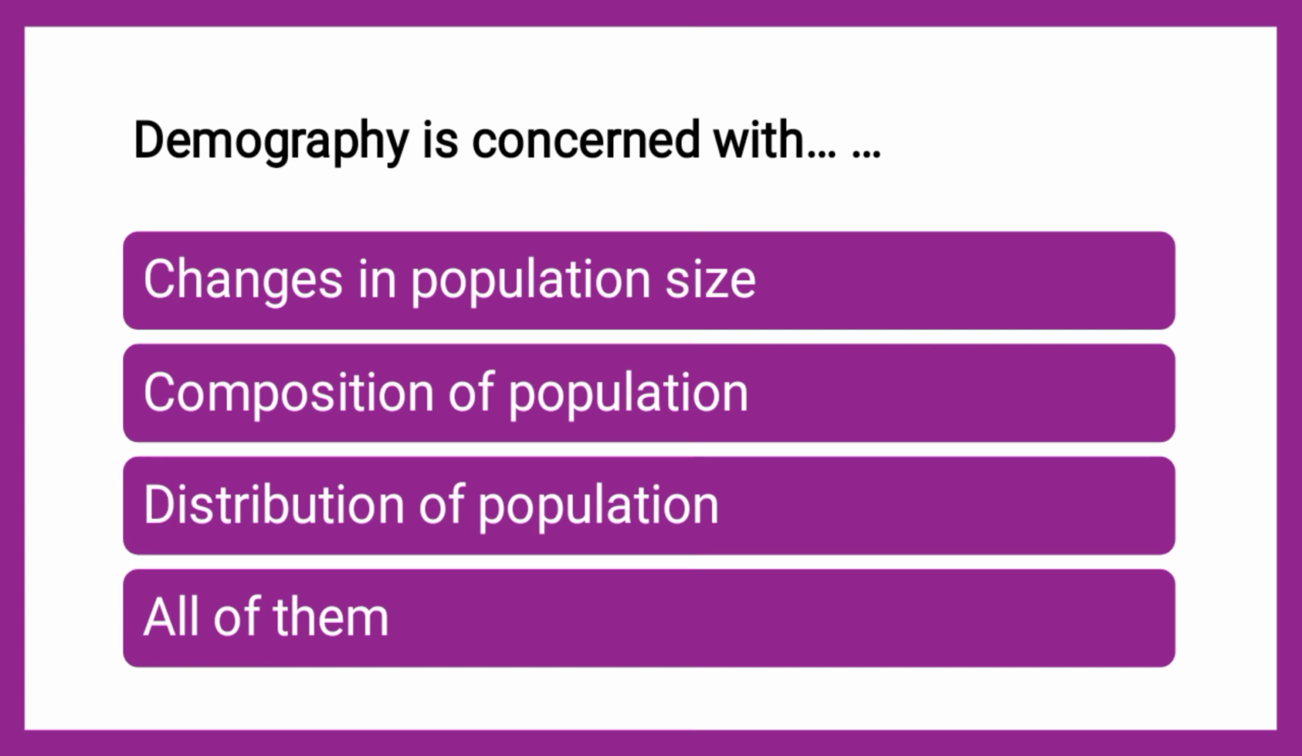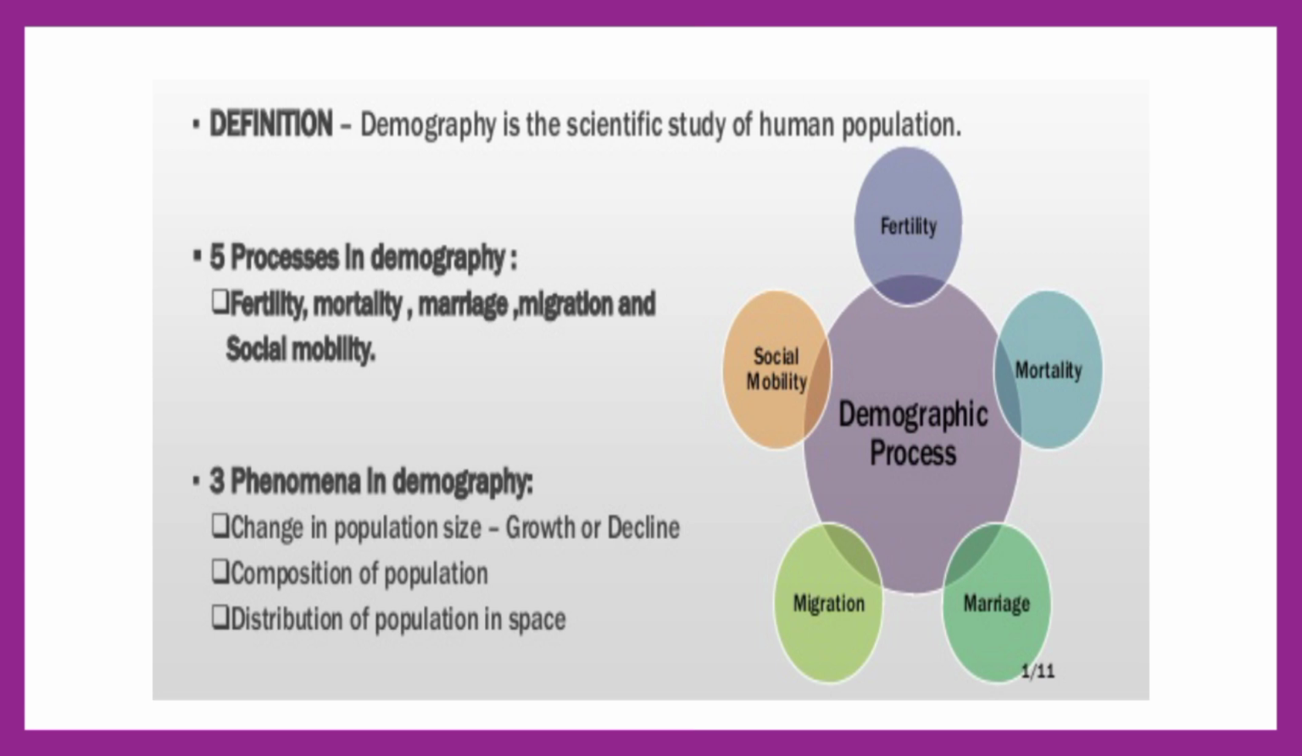Next question is, demography is concerned with, whether it is the changes in the population size, the composition of the population, the distribution of the population, or all of them. The correct answer is all of them. Demography is concerned with changes in population size, its composition, and its distribution, as we discussed in the definition. It is the scientific study of human population, which involves these three phenomena through measurement of birth rate, mortality, morbidity, social mobility, and migration. This is with respect to change in the population, composition of the population, and distribution of the population in space.